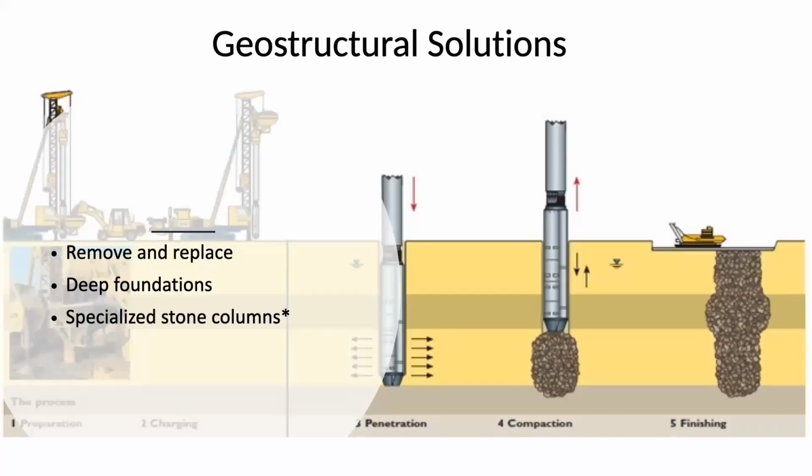There are a few different types of remediation methods used to combat soil liquefaction. One is to simply remove and replace the liquefiable soil with non-liquefiable soil, although this method can be costly. Another is to pour giant and deep foundations, but again, this method can also be quite pricey. Specialized stone columns, however, are less expensive and have shown to be very combative against soil liquefaction. It takes 5 steps to install these stone columns.